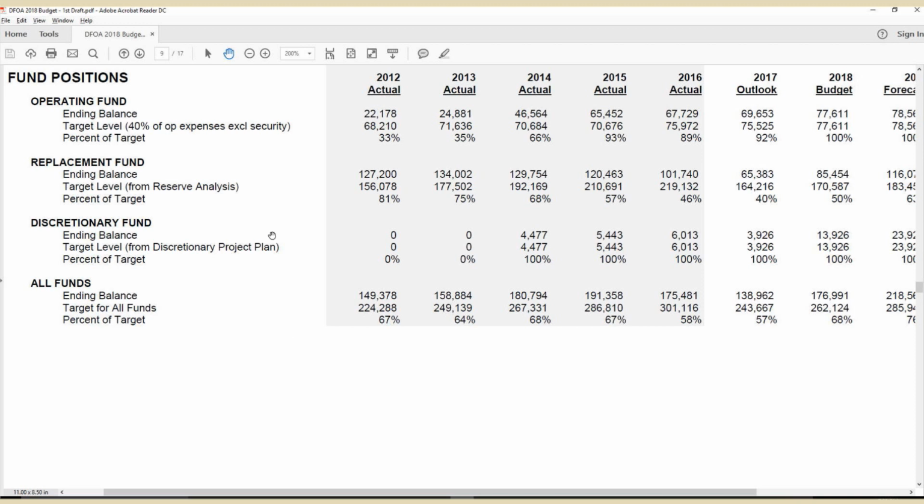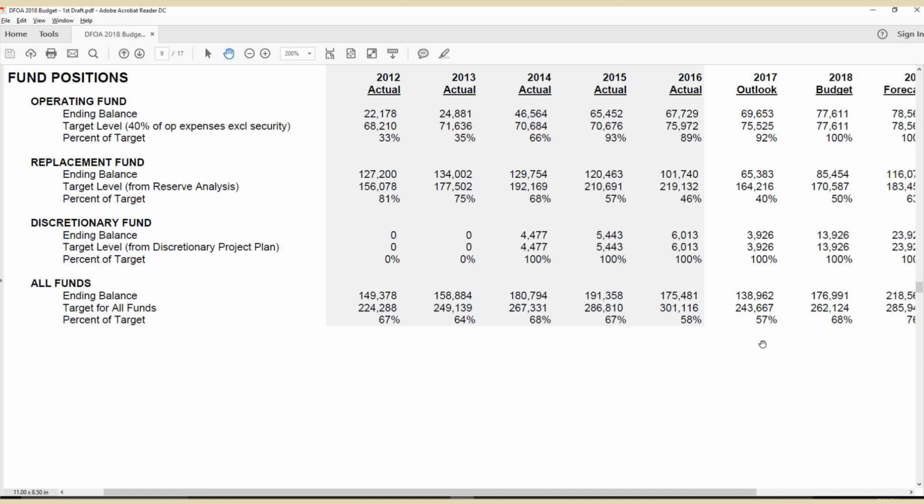We know what our target is. In this case, our target operating fund is 40% of operating expenses. Replacement fund from the reserve analysis, discretionary fund from the project plan. So we can look at each one. So let's look at the 2018 budget. Or 2017. We're going to end 2017 at this community at 92% of our target level in our operating fund, 40% of the target in our replacement fund, and 100% in our discretionary fund. Overall, we're at 57% of where we would like to be.